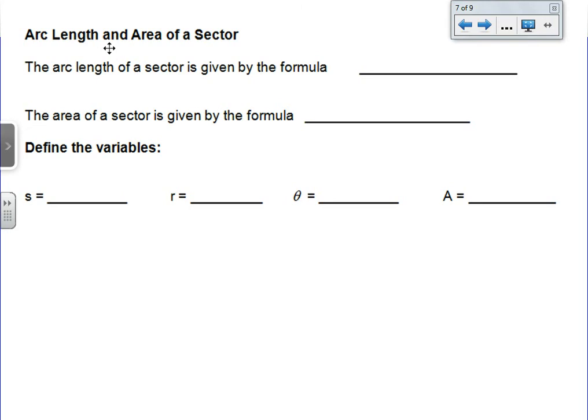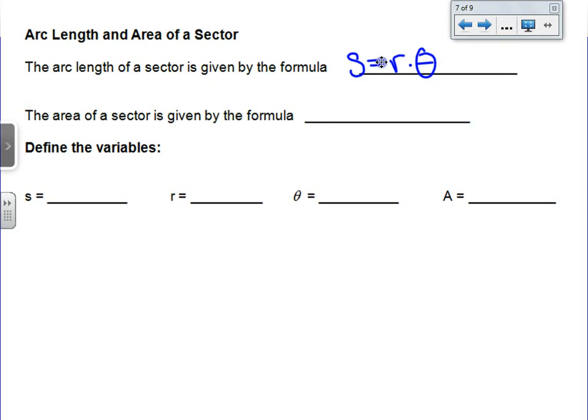So again, I don't need to go into great detail as to why it is what it is, but the arc length formula is going to be written like this. S equals R times theta. Theta is a Greek letter that trig uses to indicate a central angle. It's like an X, they just use a Greek letter theta.